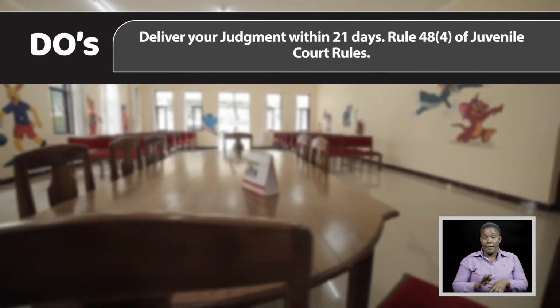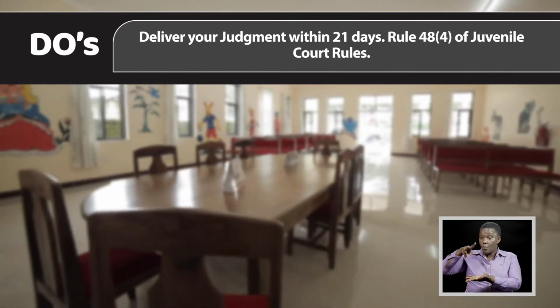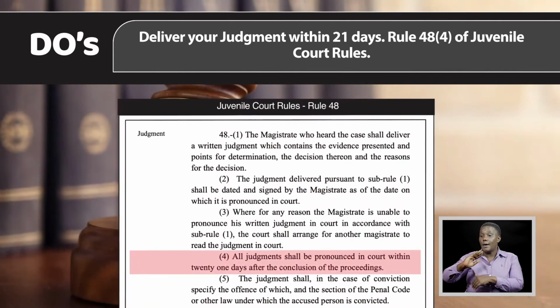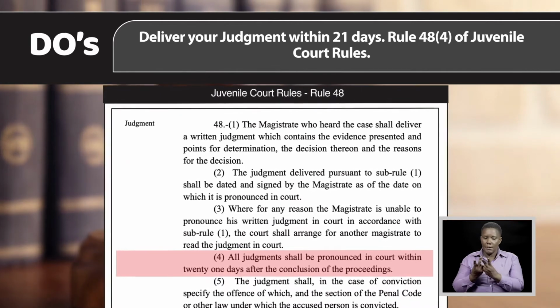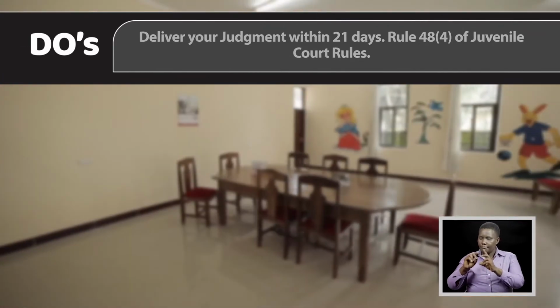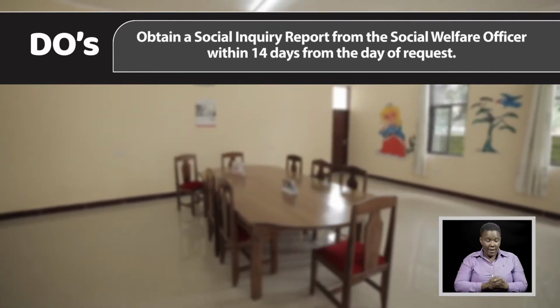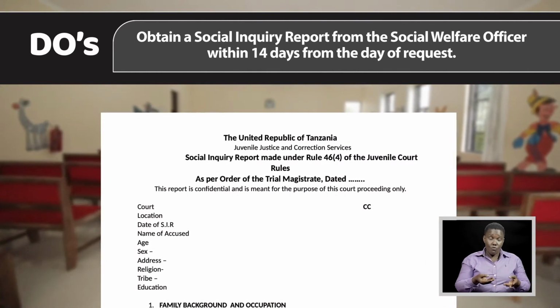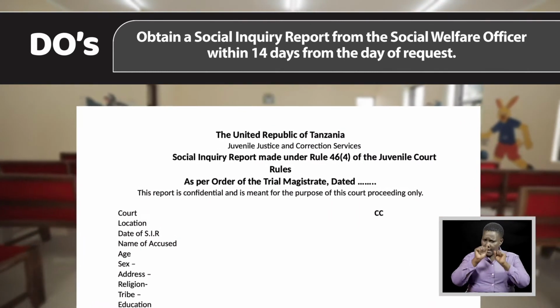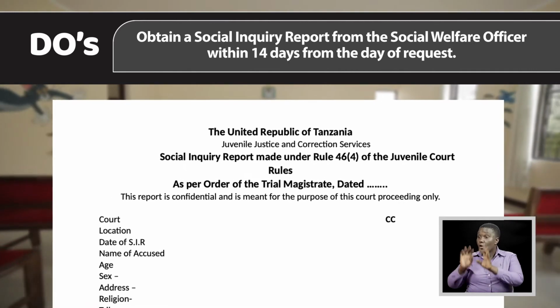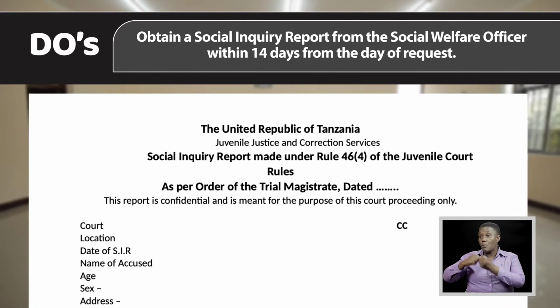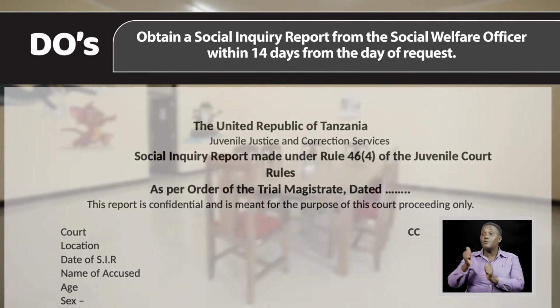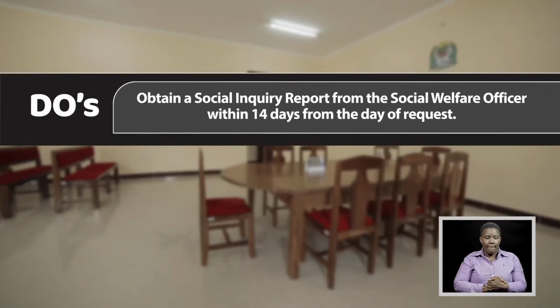Deliver your judgment within 21 days. This is according to Rule 48, Sub-Rule 4 of the Juvenile Court Rules. And finally, after convicting a child and before passing sentence, obtain a social inquiry report from the social welfare officer within 14 days from the day of request.